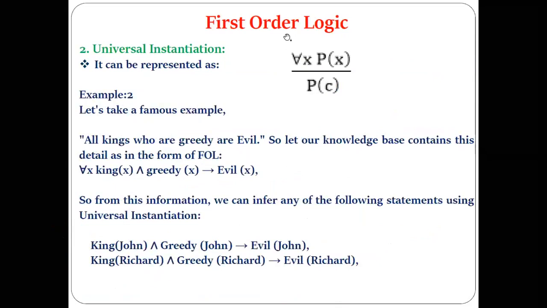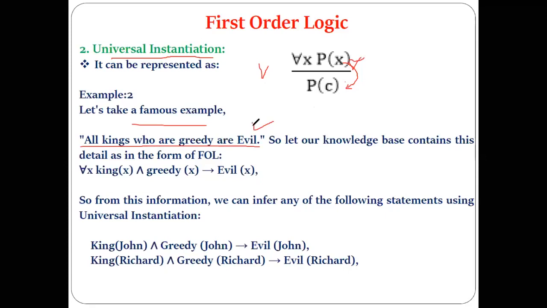Now another example related with this. As you know, the universal instantiation or the universal elimination rule is represented like this, which indicates that if this information is given, from that we can infer this information. Let's see another example. For example, I have a statement: all kings who are greedy are evil. What? All kings who are greedy are evil.